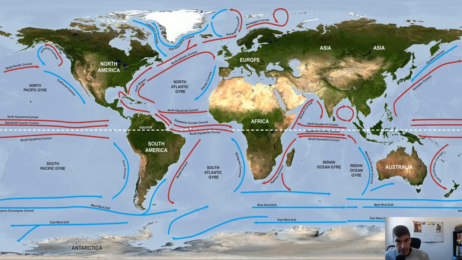Okay, do we need to know all these names? No, I don't even know them. But we need to know that the hot currents predominate in the tropical and equatorial areas or latitudes, and the cold currents predominate in the polar latitudes. Okay.